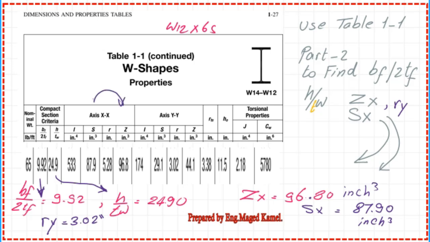We check here axis XX for S and Z values. The criteria of the compact sections are BF over 2TF, which is equal to 9.92, while H over TW is equal to 24.90. The value of Z sub X is 96.8 inch cubed, while S sub X, the elastic section modulus, is 87.9 inch cubed, and RY equal to 3.02 inches.